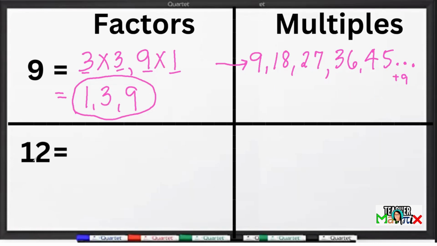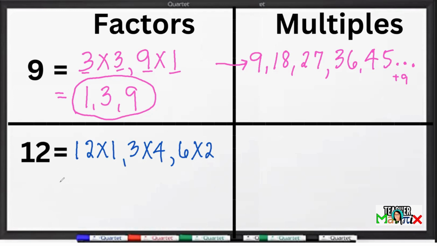Okay, let's start with 12. The factors of 12 are 12 times 1, or 12 and 1, 3 and 4, or 3 times 4, 6 times 2, or 3 and 6 and 2. No more. No more factors.